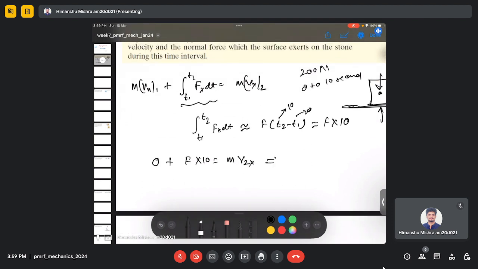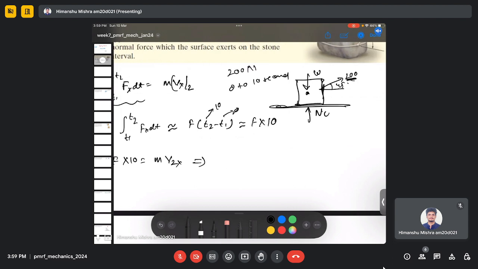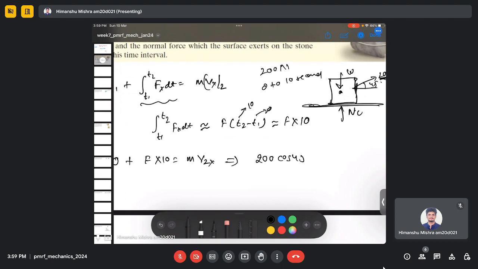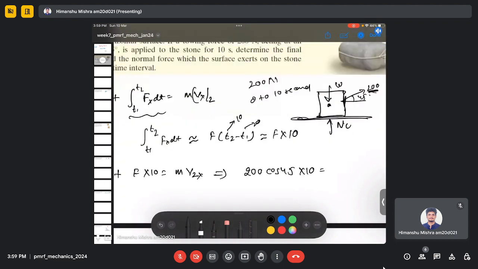My force in the horizontal direction is the component of this 200 Newton, which is 200 cos 45, multiplied by 10 equals M, which is 100, multiplied by Vx2. So I will get Vx2 as 14.14 meters per second.